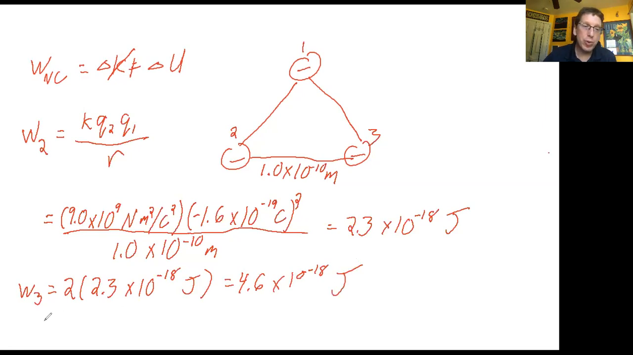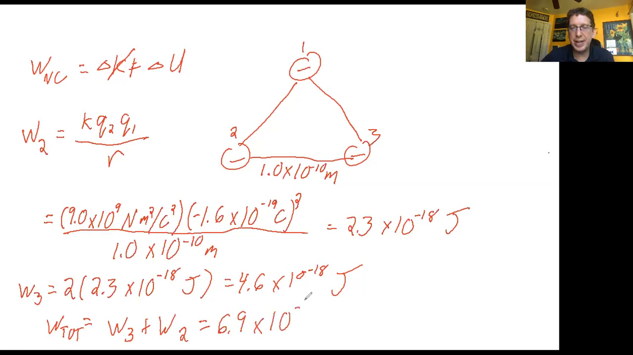which means the total work done in putting these 3 objects together in this configuration, you just add W2 and W3 together. And so that gives 6.9 times 10 to the negative 18 joules. So that's the potential energy.